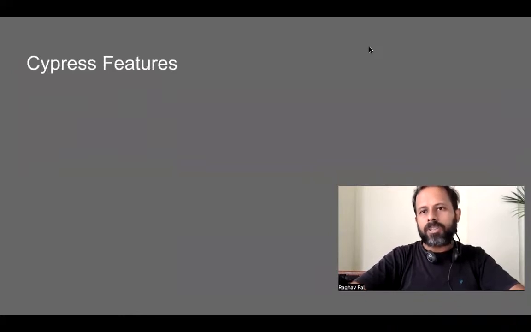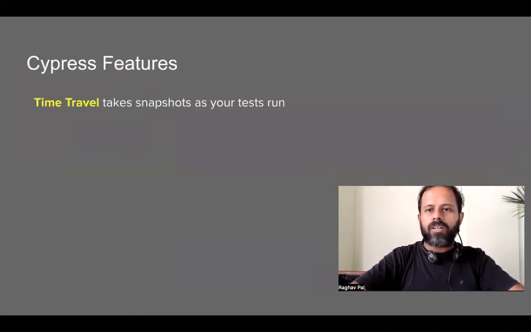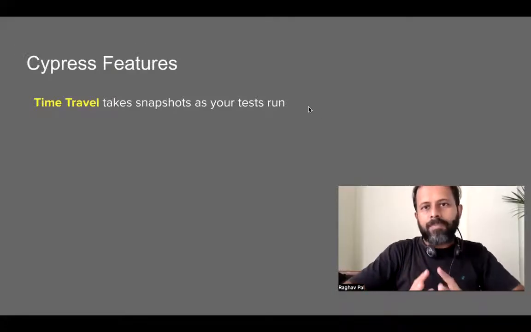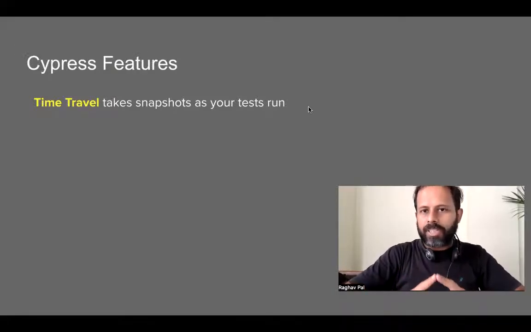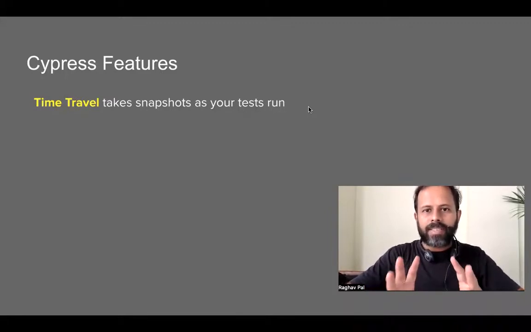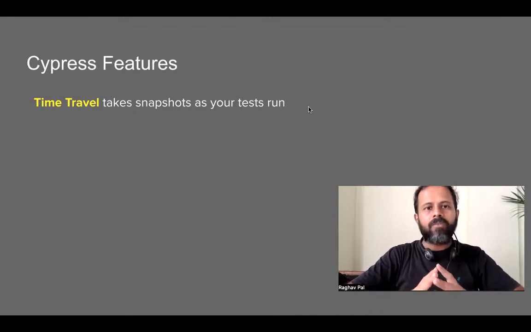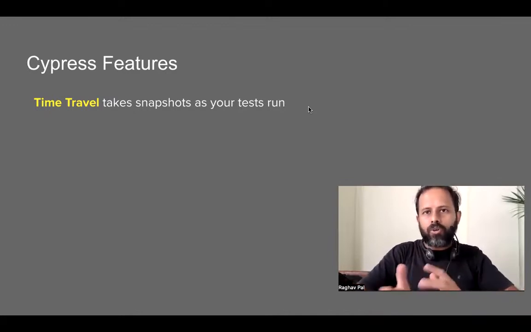And if I talk about the features, here we have time travel. Time travel is, as we run Cypress, it will take snapshots of the application of every page that we go through. And in the Cypress test runner, we can go back and see each and every snapshot. So this is time travel. And as we work with Cypress, I will tell you practically how it looks.